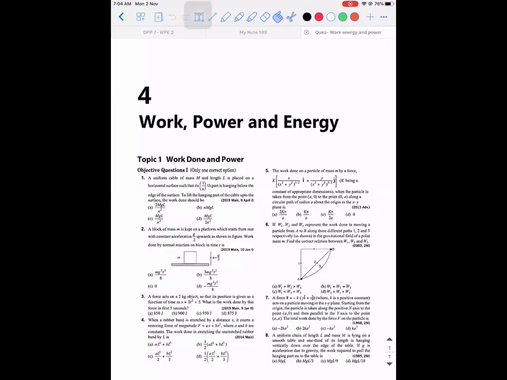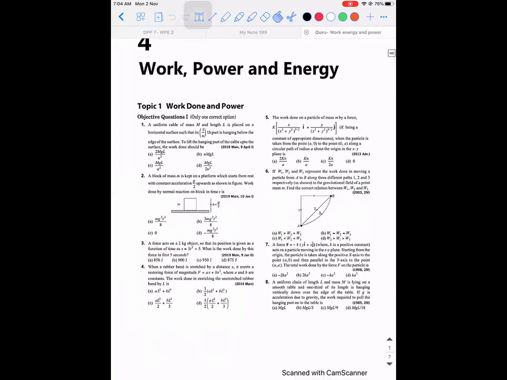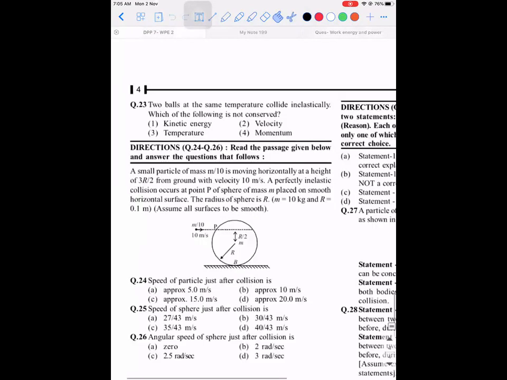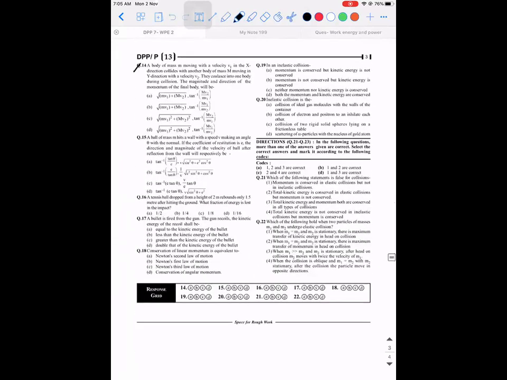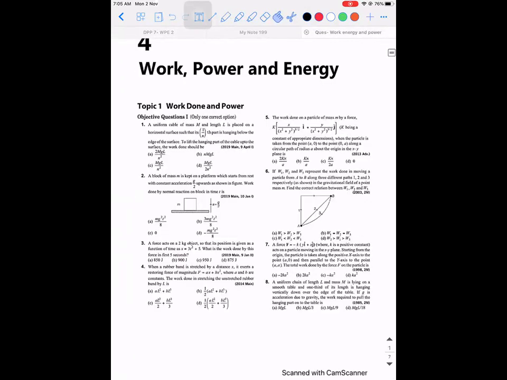So I've shared the worksheet, right? How many of you have completed? How many of you have submitted already? No one. Work, energy, power. I asked you to complete the second worksheet. How many of you did? If not completed, today will be the deadline for it.